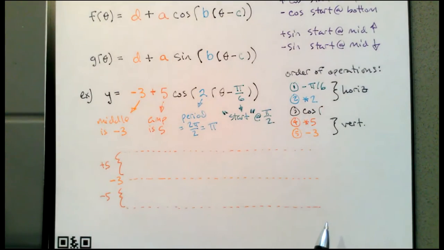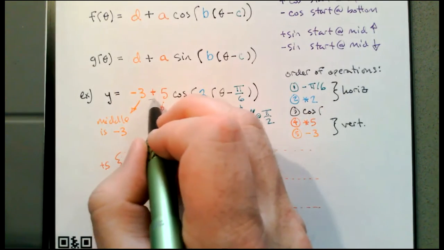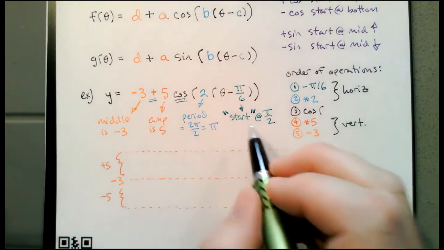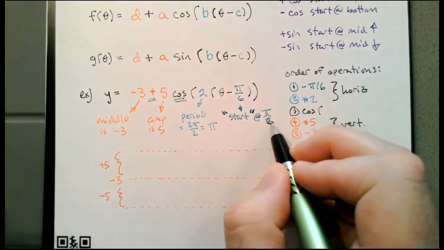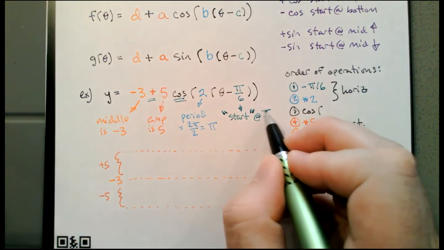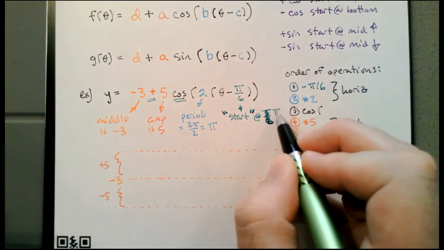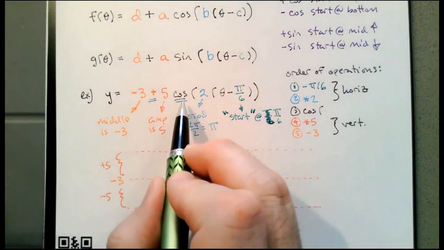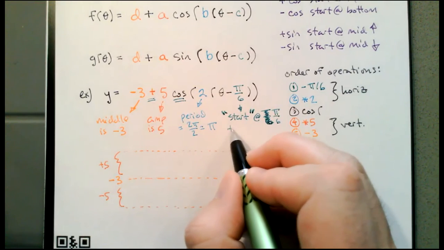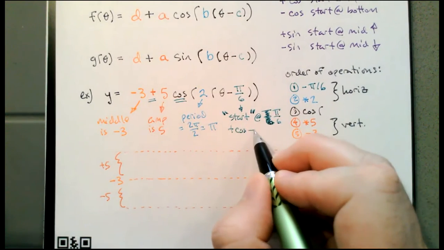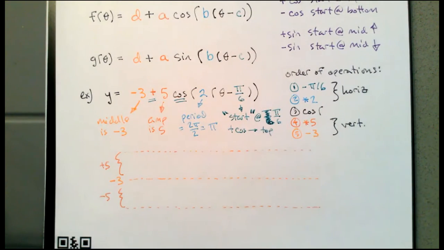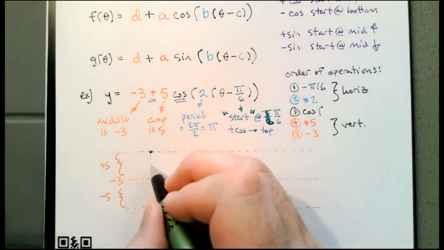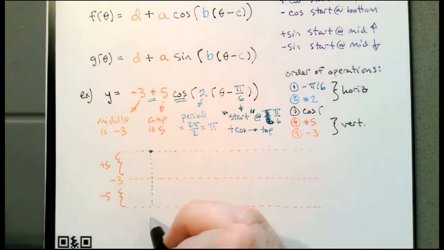The other thing that we need to notice is that we have a positive cosine. So we'll start at, I spelled 6 wrong. We're going to start at pi over 6, and since it's positive cosine, that's going to be the top. So we're going to start at the top at pi over 6.